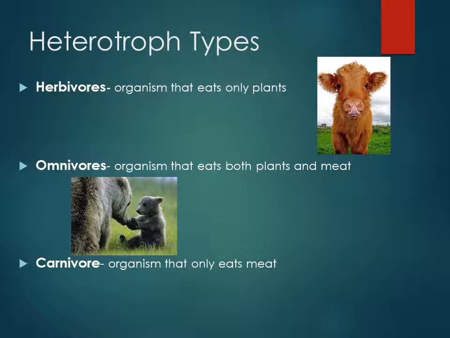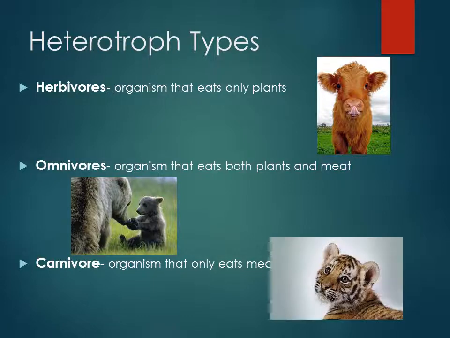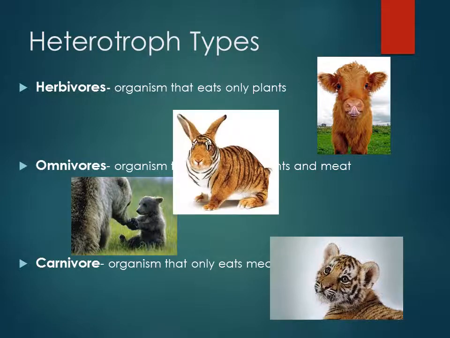Also, there are carnivores. Carnivores are organisms that eat only meat. For instance, a tiger. Have you ever seen a tiger eat a bowl of lettuce? Well, you're not going to. And what about this guy? I have no idea what type of feeder he is. Write down on your sheet what type of feeder you would think he would be, but provide explanations.